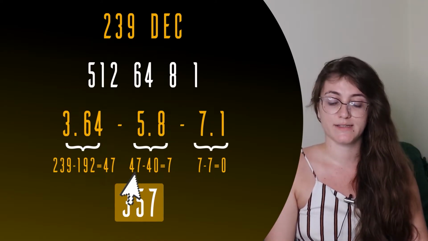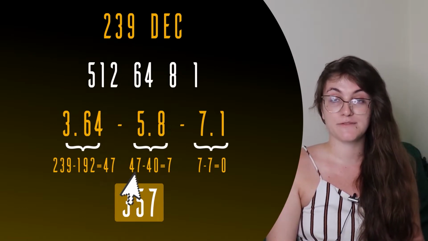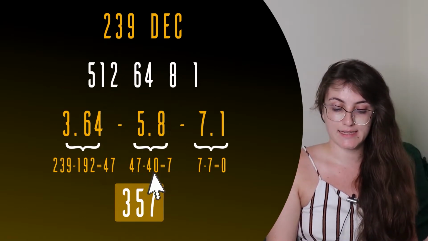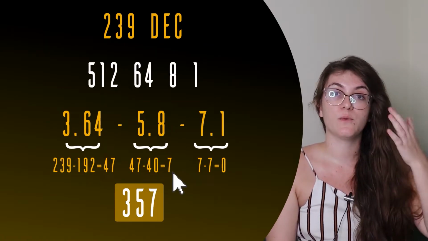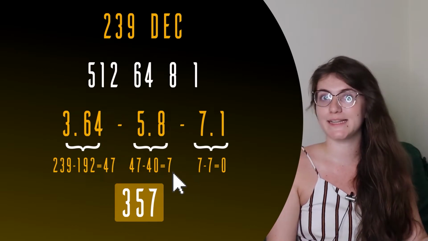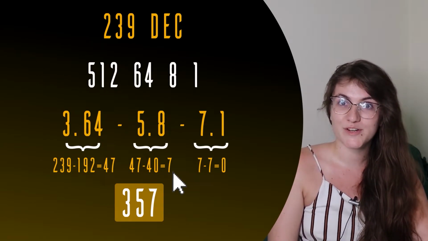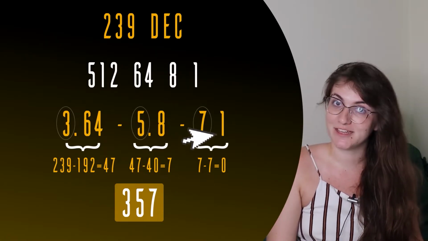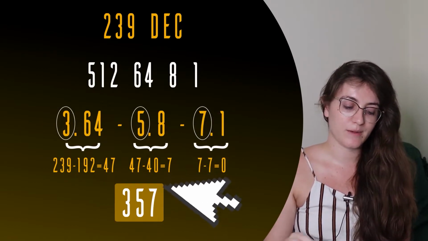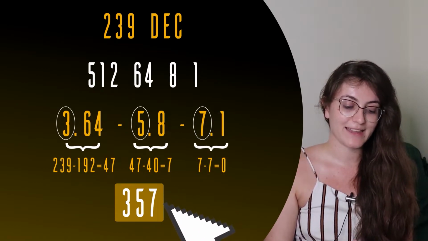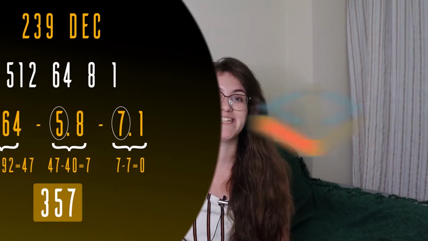Then we're gonna subtract from the remaining value, that is 47 minus 40, which is 5 times 8, and this will give us 7. And finally, we're gonna check which digit will be the last digit in our octal. So which number times 1 will return us 7, and this number is 7 itself. So in the end, our octal number will be 357, and this is the same thing as 239 in decimal. Okay, let's see the next one.